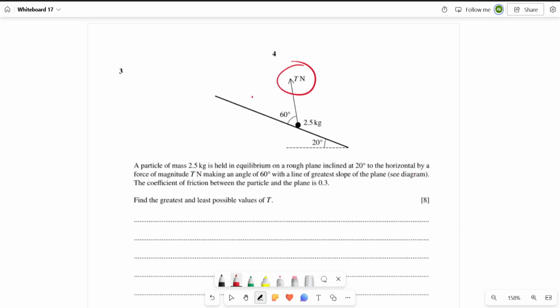I don't know what the magnitude is. The angle is 60 with the line of greatest slope of the plane. The coefficient of friction is given. It tells me to find the greatest and least possible values of T. Okay, this is interesting.